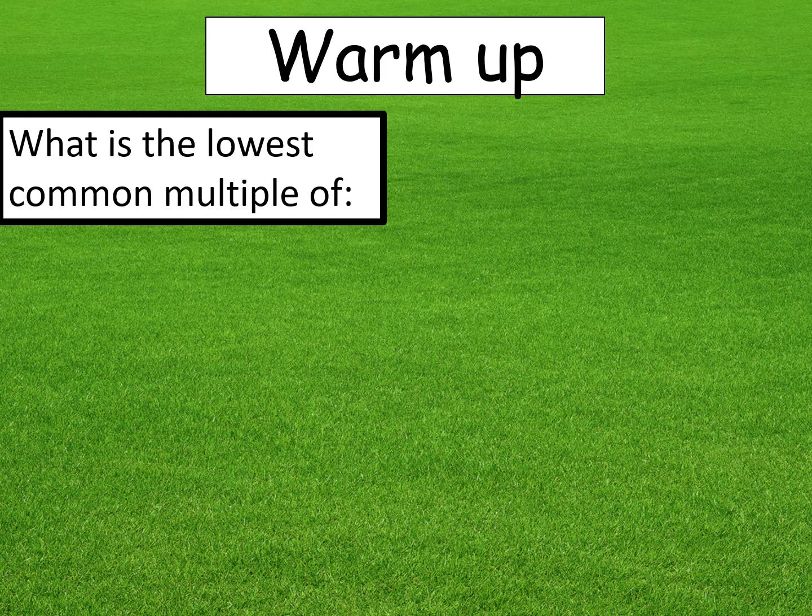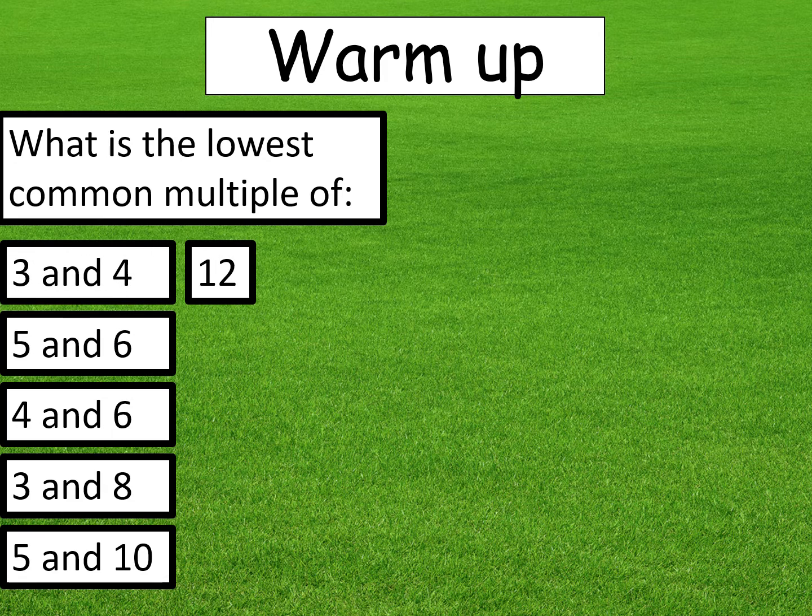What is the lowest common multiple of these numbers? 3 and 4, the lowest common multiple is 12. 5 and 6 is 30. 4 and 6 is, some of you are going to say 24, but it's not 24 because it's not the lowest common multiple. Both of them can be 12. 4 times 3 is 12 and 6 times 2 is 12, so it's the lowest common multiple.